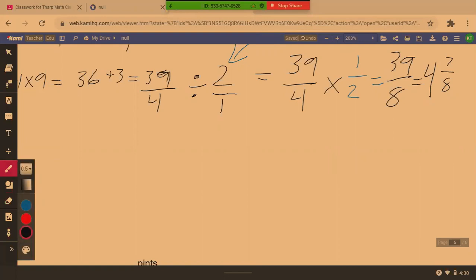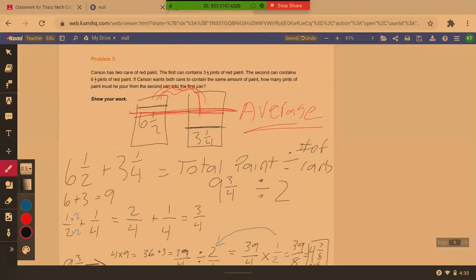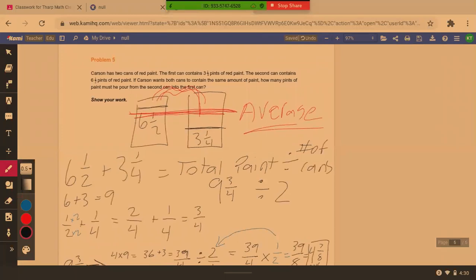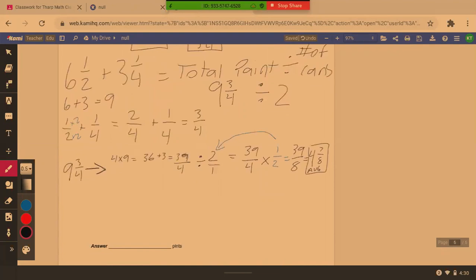So that is the average. 4 and 7 over 8 is the average. That is how much needs to be in each can. Because remember, he wants to pour a little bit from the 6.5 into the 3 1/4 can to make them even. So that is how much needs to be in each can.